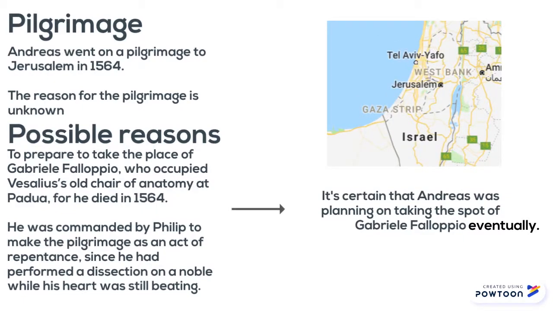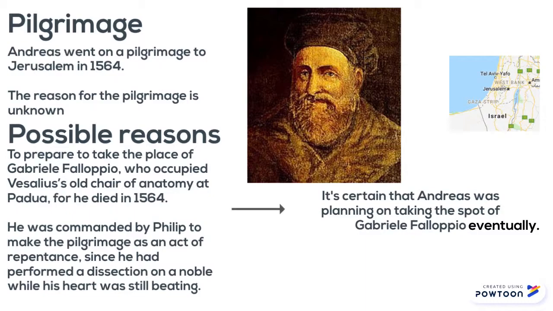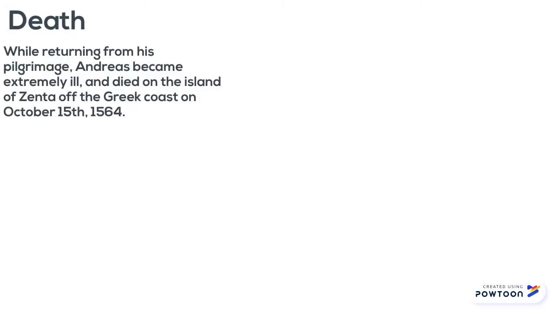While Andreas' reasons for going are unknown, it is speculated that he may have gone to leave Philip's court in Spain and to prepare to take the place of Gabriele Falloppio as the chair of anatomy in Padua, since Andreas was in that position before, and Gabriele died in the same year Andreas made the pilgrimage. It's also speculated that he may have been commanded to make the pilgrimage by Philip as an act of repentance, since there is a report of Andreas performing a dissection on a nobleman while his heart was still beating.